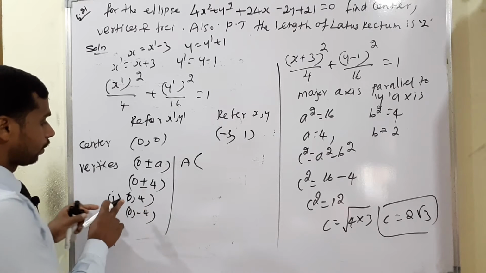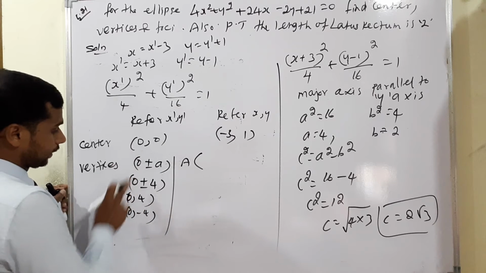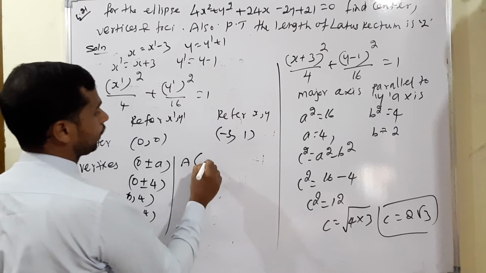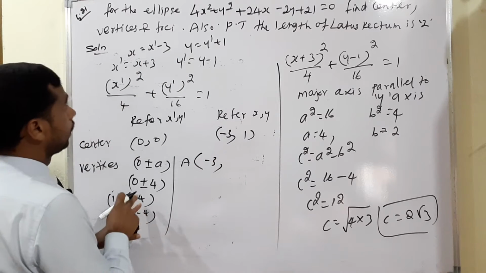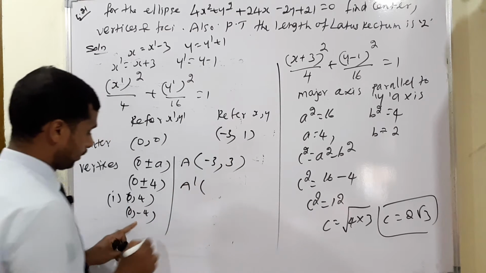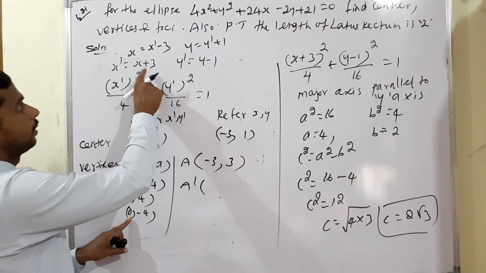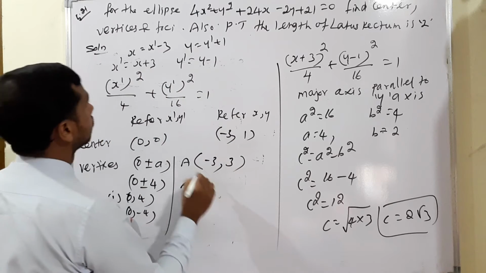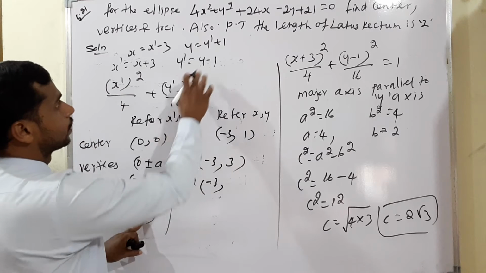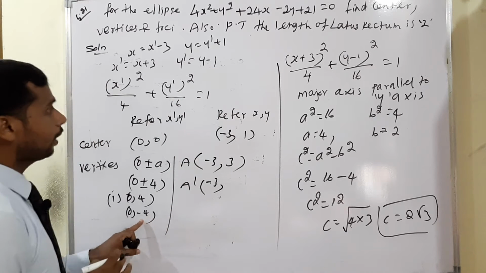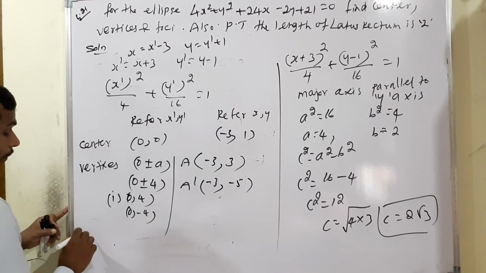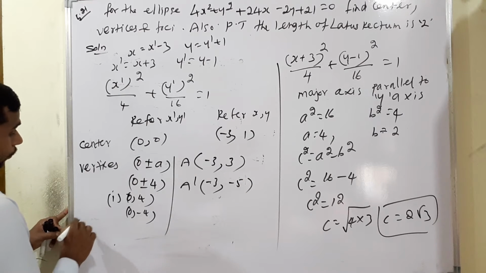0 comma 4 means what will happen? x dash is equal to 0, so the value will be 0 minus 3, that is minus 3 comma, then 4 minus 1. So positive 3 will come. Therefore for a dash, x is equal to 0 again, so 0 minus 3 means minus 3, then minus 4 is there. So minus 4 minus 1 is equal to minus 5 will come. This is actually the vertices. I am moving to the last condition, the foci.